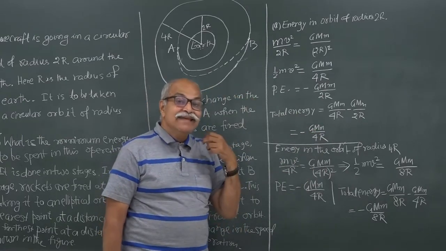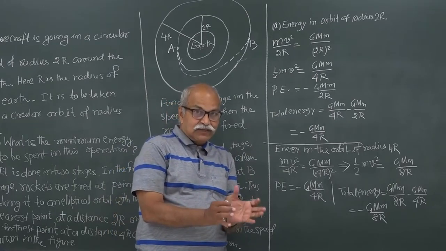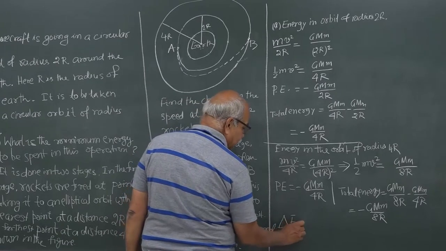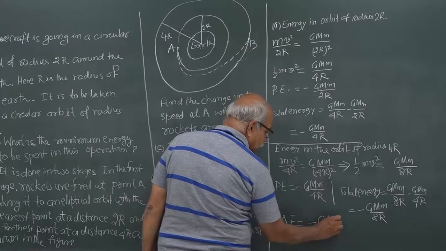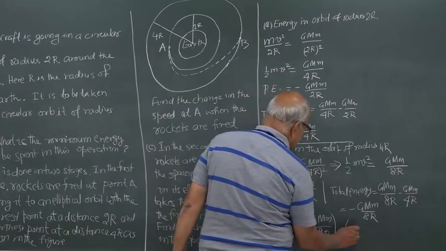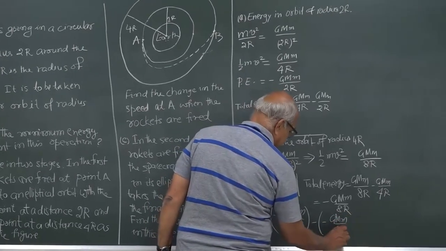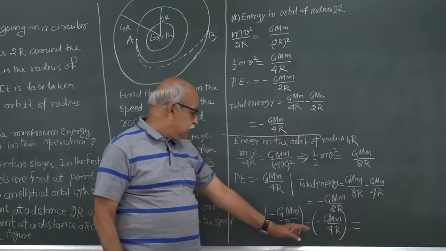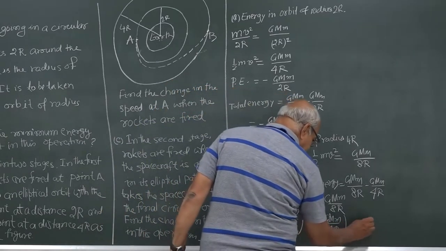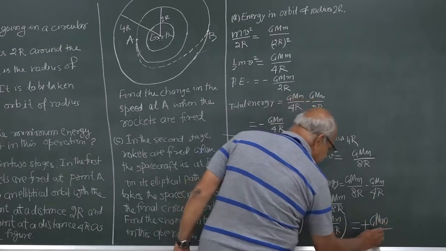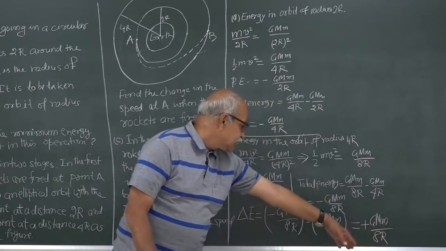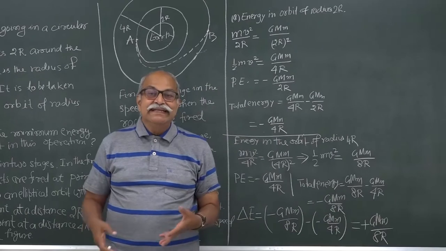So how much is the change in energy between this smaller circular orbit and the larger circular orbit? The change in energy is equal to this energy, minus G M m over 8R, minus the energy in the previous orbit, which is minus G M m by 4R. And how much is this? This is G M m by 4R minus G M m by 8R, so it is plus G M m by 8R. This is positive, this is negative. If this goes to that side, it will add, and then it will be double of this, and that is this. So this much is the increase in energy.